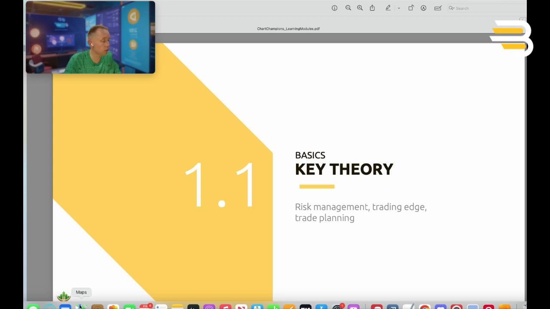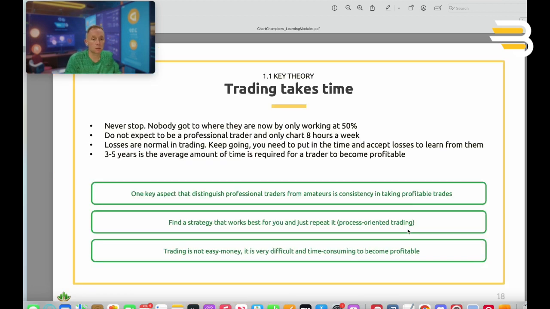I haven't seen any questions yet, so we'll keep going. Key theories. One, trading takes time, everybody. I know it's terrible. Never stop. Nobody got to where they are now by only working at it 50%. Don't expect to become a professional trader and only chart 8 hours a week. You get there after you get to that point, and then you're called an investor, and you get to that point by being successful, by working hard, doing all the right things.